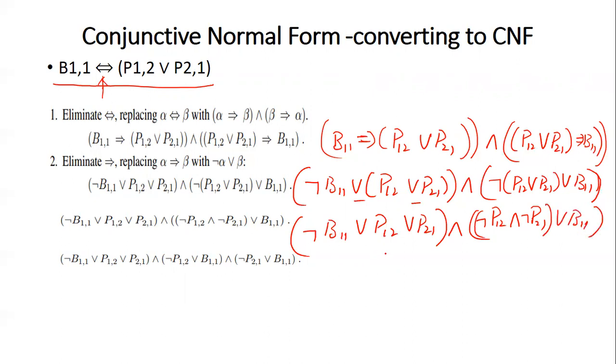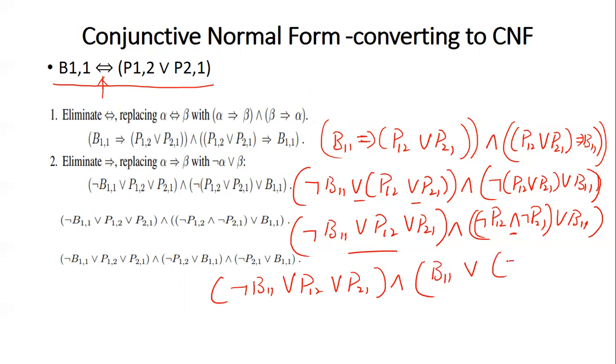Right? Fine. Still, it is not in conjunctive normal form. It should be in product of sum. This is product. This left side part is okay, but here there is one and. So this is not B11 or P12 or P21, and now distribute this B11 over here. For our understanding, we can represent it like this: B11 or not P12, and B11 or not P21, right?